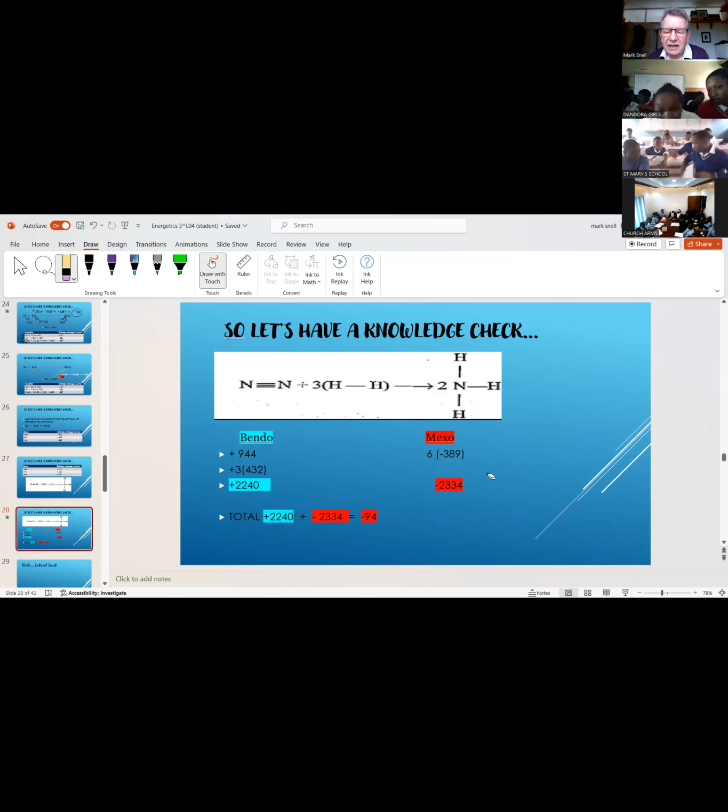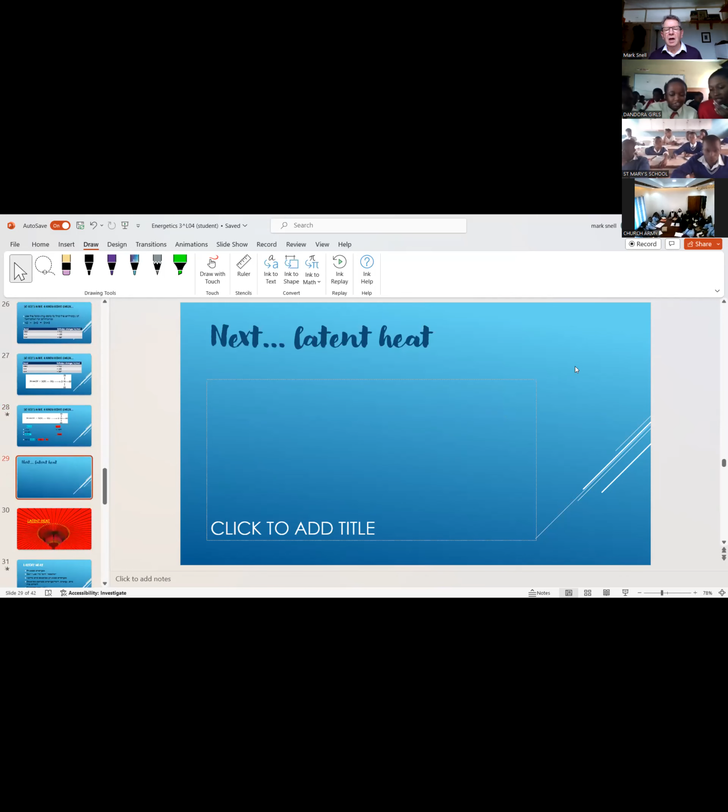The answer is negative 94, because it is one nitrogen triple bond nitrogen, which is 944, very, very strong bonds. It is 3 hydrogen to hydrogens. Then we make 6 nitrogen to hydrogens. Total negative 94. Okay, so we've finished that particular bit for today.